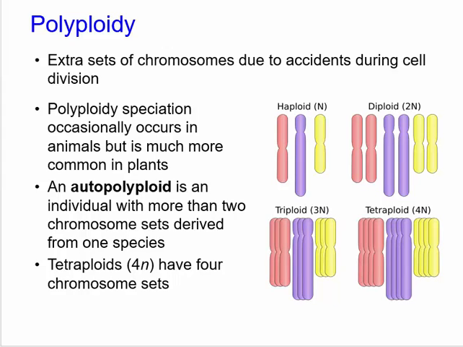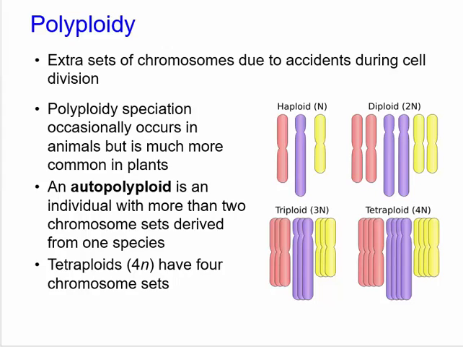Now, when we talked about genetics, we talked about ploidy, and polyploidy is just where you end up with extra sets of chromosomes. Typically, this is an accident during cell division, and this might actually lead to speciation. Most of the time, a mistake like this probably has a negative effect, but it could have this impact where you have speciation occur.